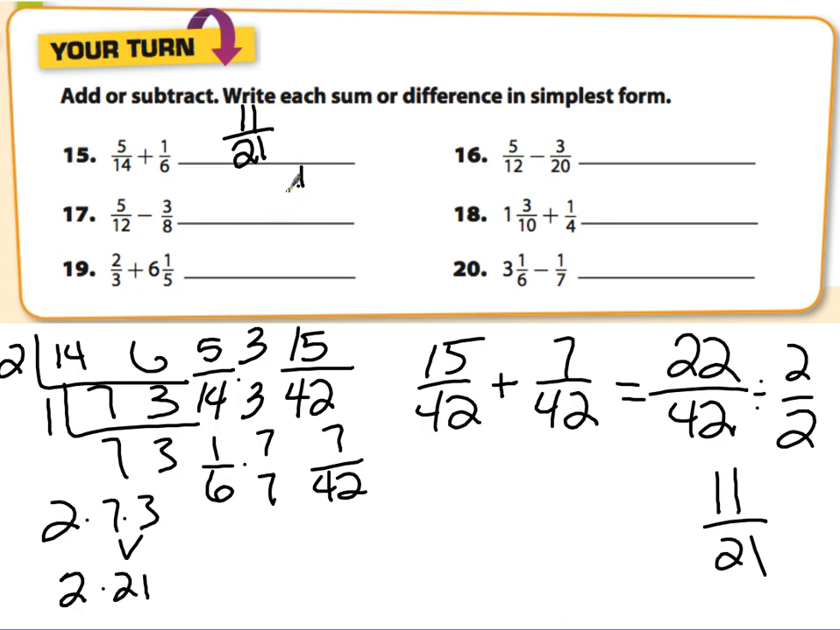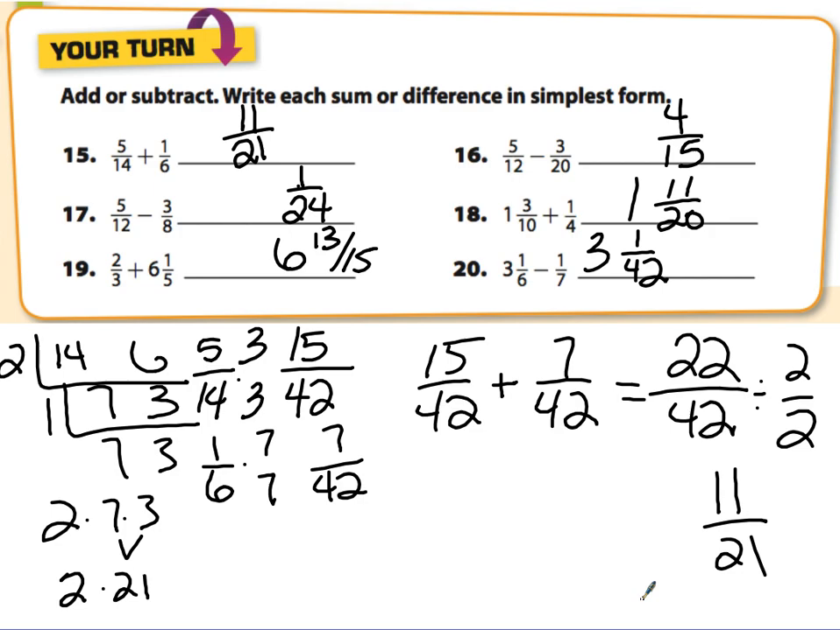So here you should get 1/24. Number 19, you should get 6 and 13/15. Sorry, I wrote that one a little crooked. Here you should get 4/15. Number 18, you should get 1 and 11/20. And the last one, you should get 3 and 1/42. Okay, again, if you have any questions or if you didn't get them correct, please circle, highlight, whatever you need to do, and we can talk about it in class.